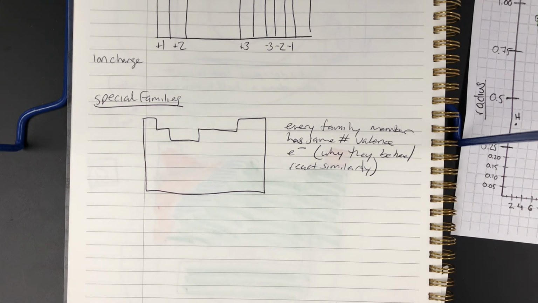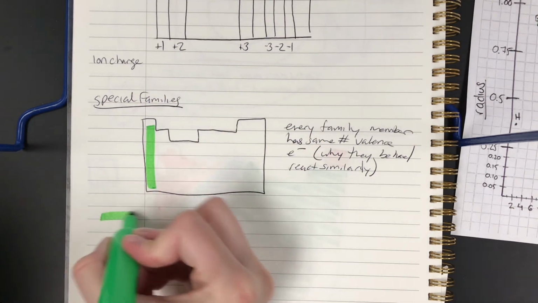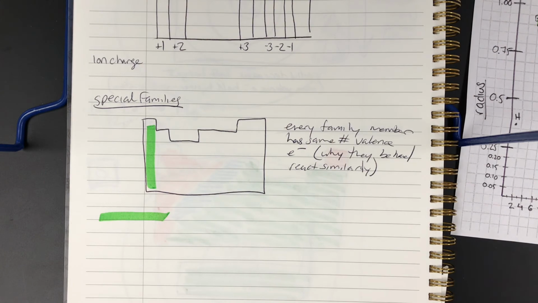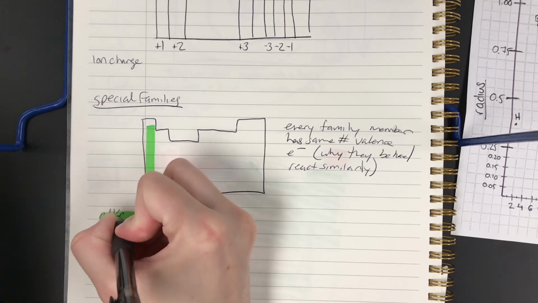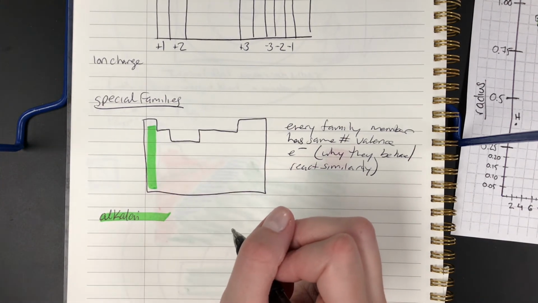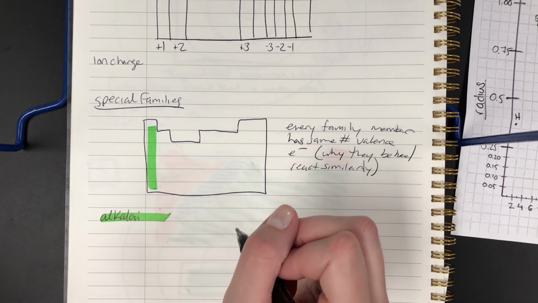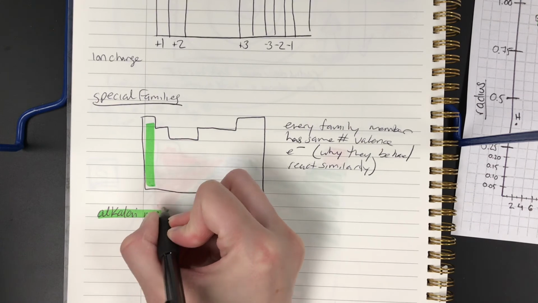All right, so we're going to name 4 of them. First one right here is called the alkali metals. This is called the alkali metals. Even hydrogen? No. So cut that one out. Okay. Alkali metals.